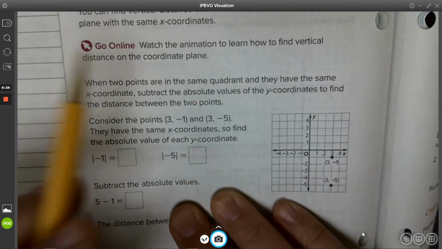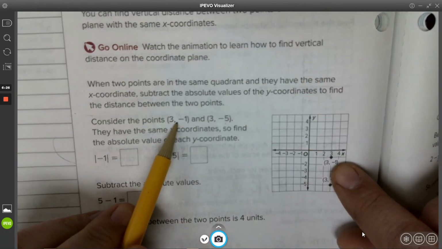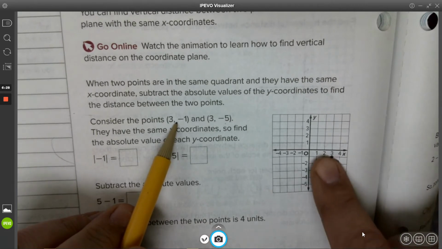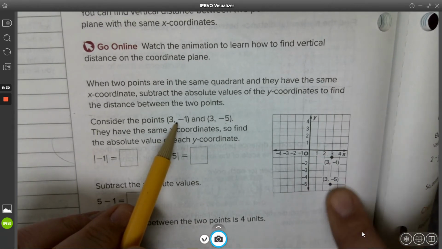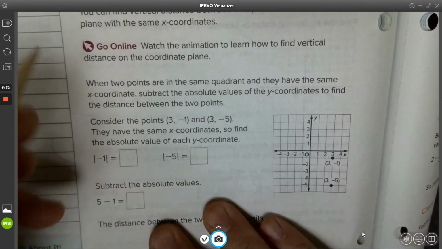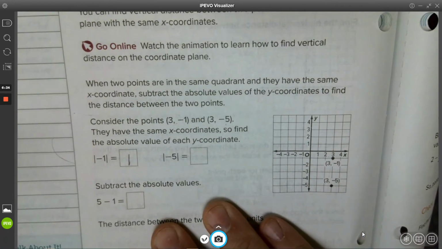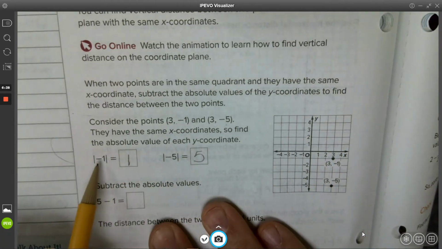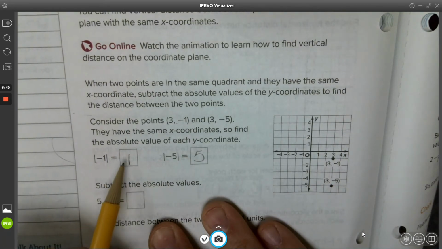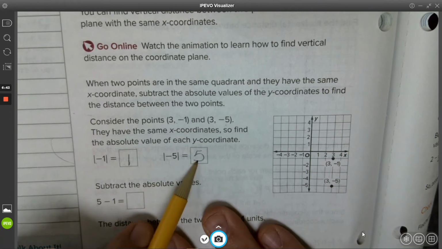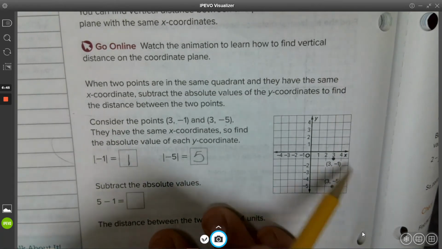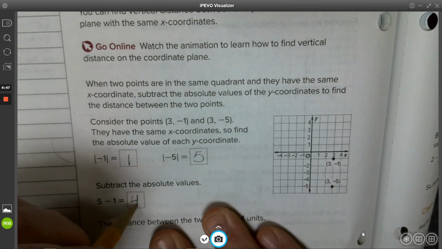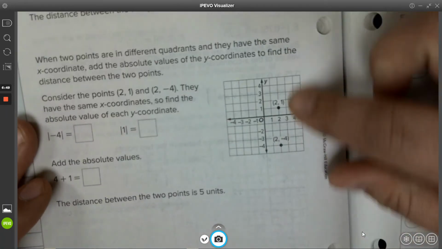So now, when we look at (3, -1) and (3, -5), our 3's are the same, so we don't want to worry about that. We want to look at what's different. So start by finding the absolute value of the different ones, which is our y coordinates here. Absolute value of -1 is a +1. Absolute value of -5 is a +5. Same quadrant, we subtract.